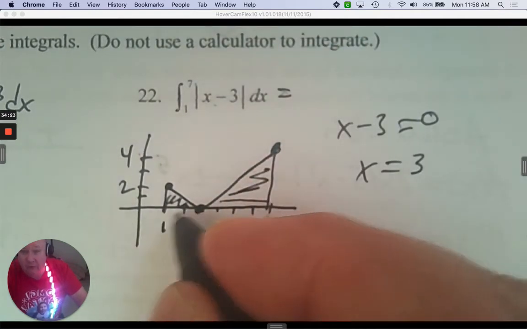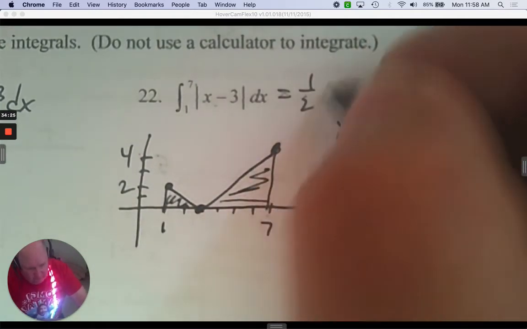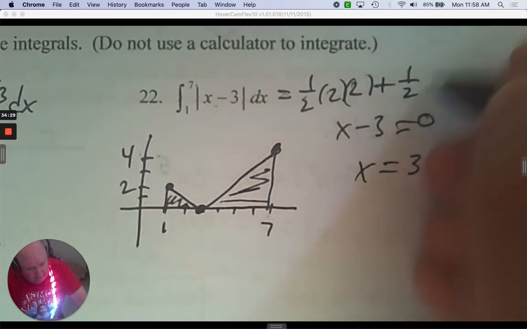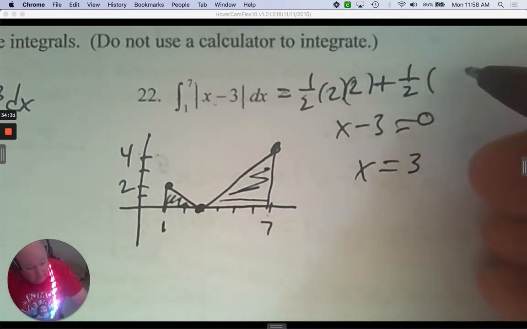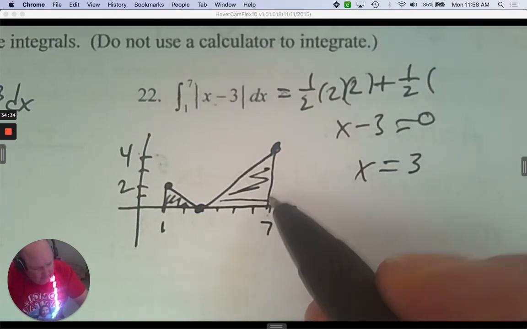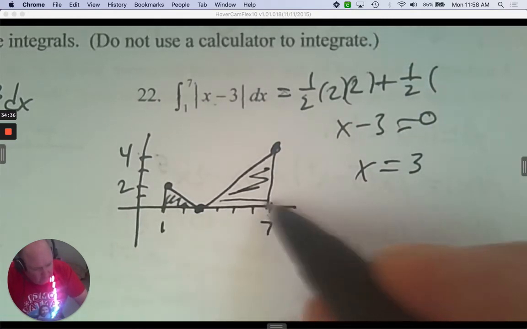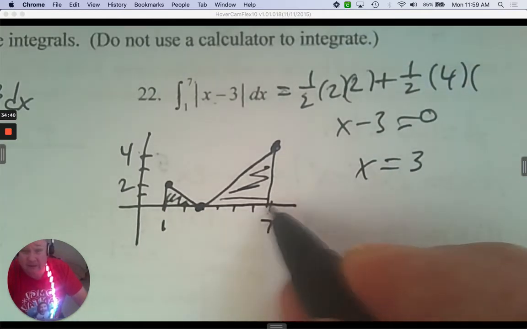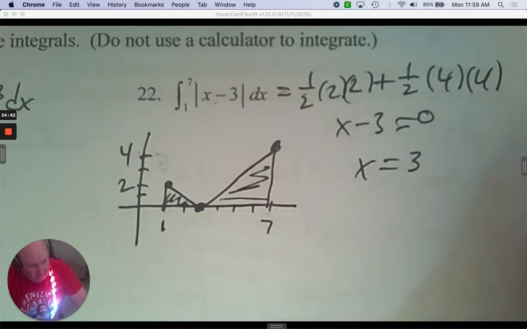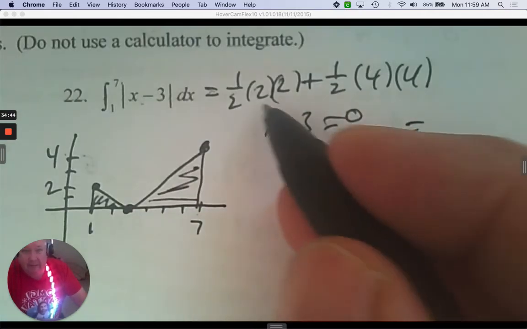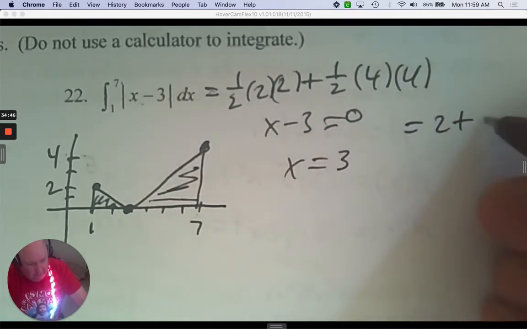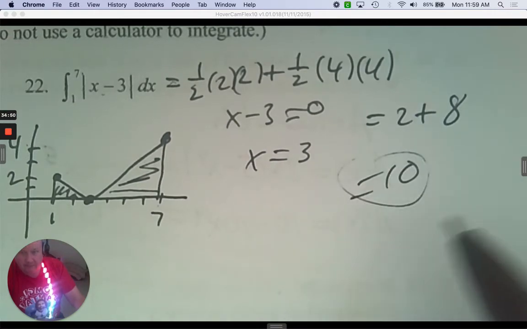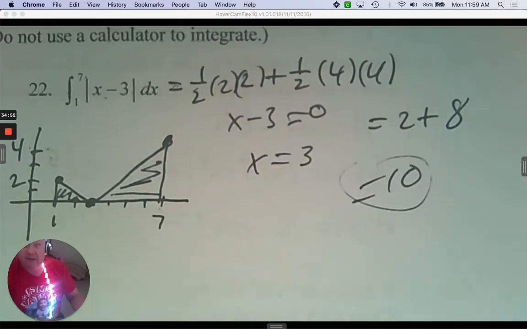So for the first triangle, the base is 2, and the height is 2. For the second one, the base is, from 3 to 7 is what, 4? No, right? 1, 2, 3, 4, right? 4. Don't overthink it. The base is 4 and the height is 4. So if I wanted to simplify it, it'd be half of 4, half of 16, put it together, and that answer is 10.